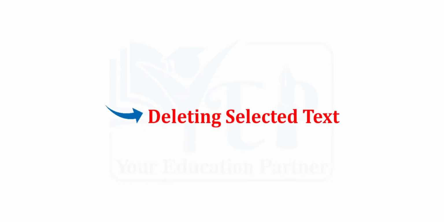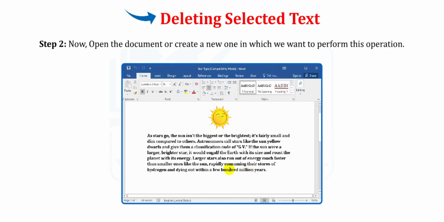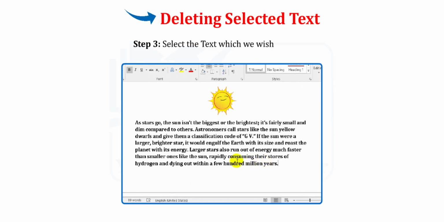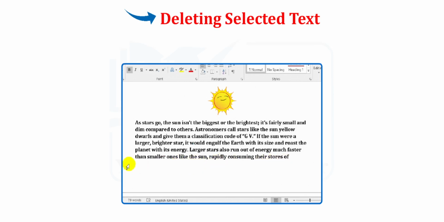Deleting selected text. Steps to follow. Step 1. Open Word 2016. Step 2. Now, open the document or create a new one in which we want to perform this operation. Step 3. Select the text which we wish to delete. Step 4. Press the backspace key to delete the selected text. Step 5. This will lead to the deletion of the selected text.